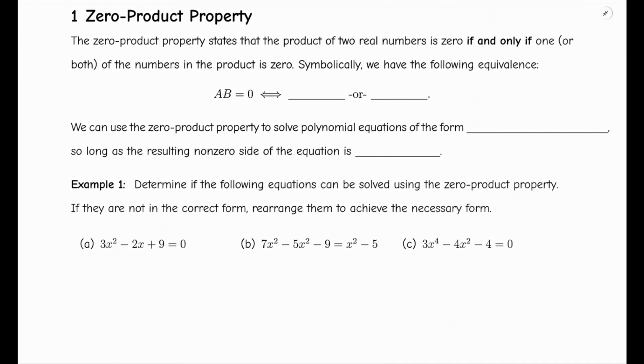If A times B equals zero, then A equals zero, or B equals zero. We can use the zero product property to solve polynomial equations of the form p of x equal to 0, as long as the resulting non-zero side of the equation is factorable. Now remember, not everything is factorable.